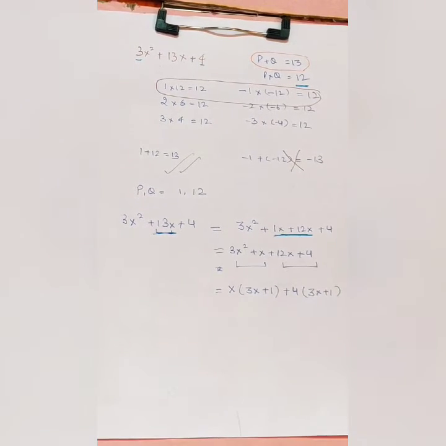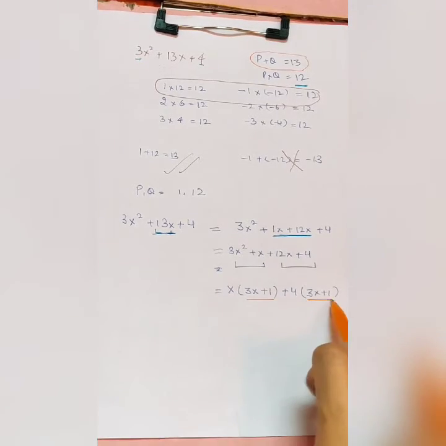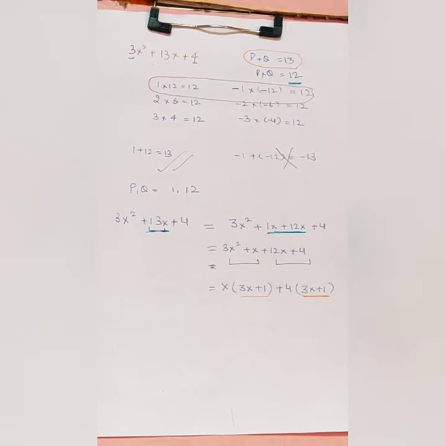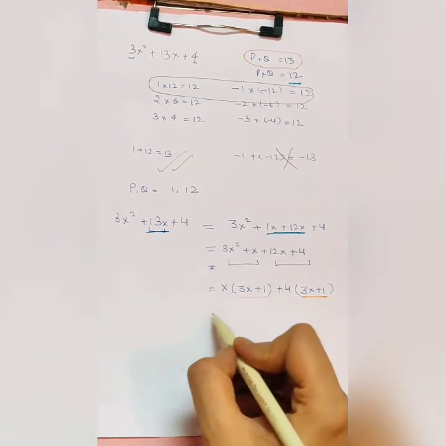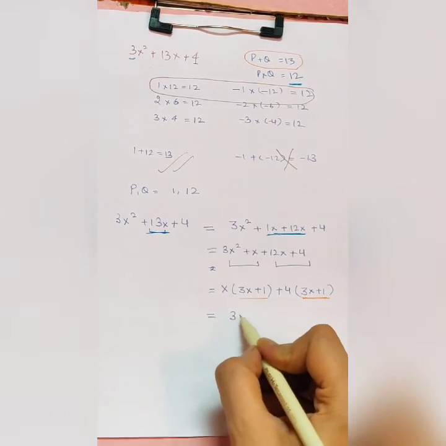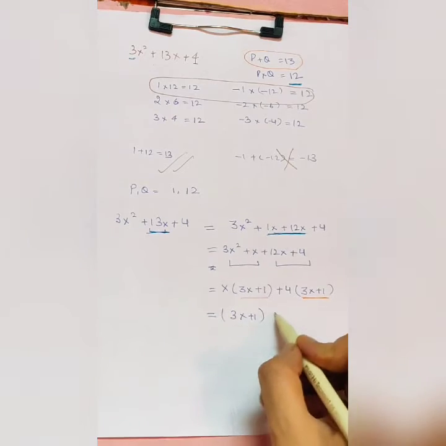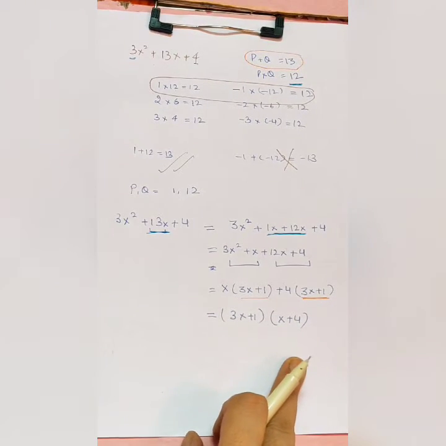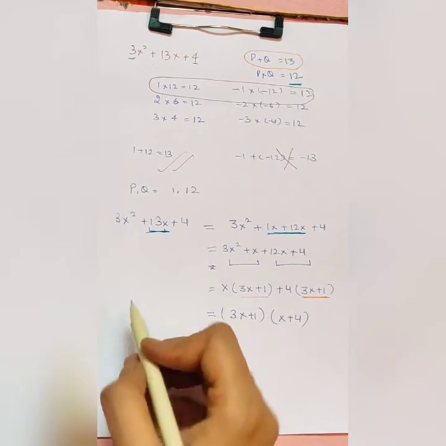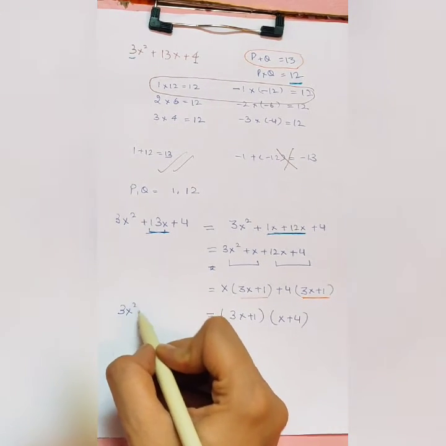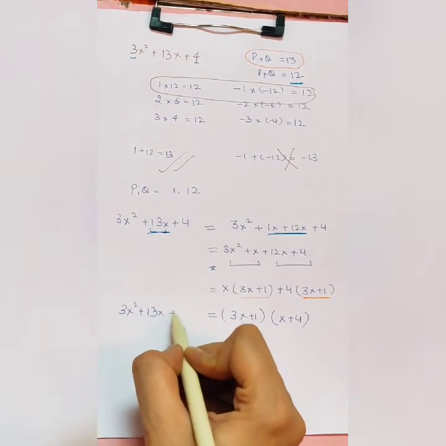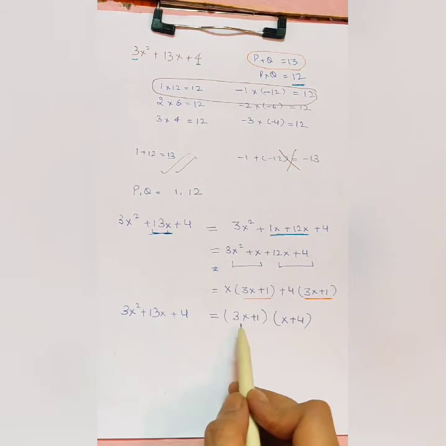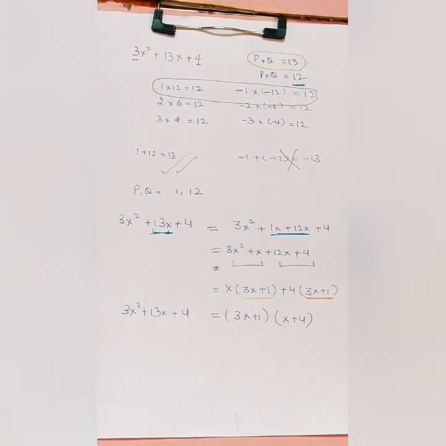Now always make sure that you get these two as same, always. So if we take 3x plus 1 common, we are left with x plus 4. So this is what we have done. The final thing, we have factorized the polynomial 3x square plus 13x plus 4 into the product of two polynomials, 3x plus 1 and x plus 4.